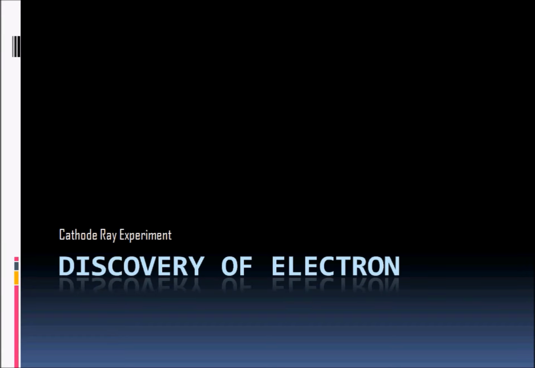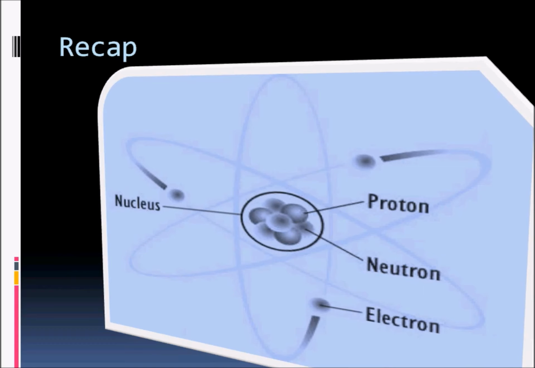Friends, today we are going to learn about the discovery of electron by cathode ray experiment. But before starting with the new session, let's revise the last session where we learned about the structure of atom.